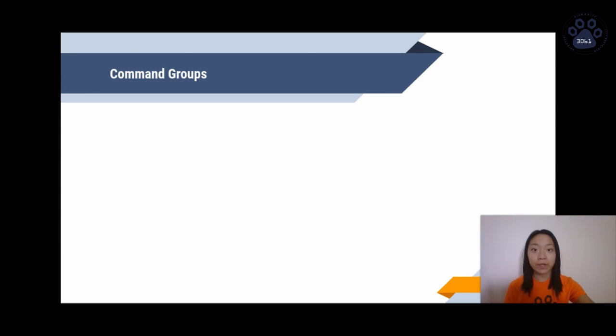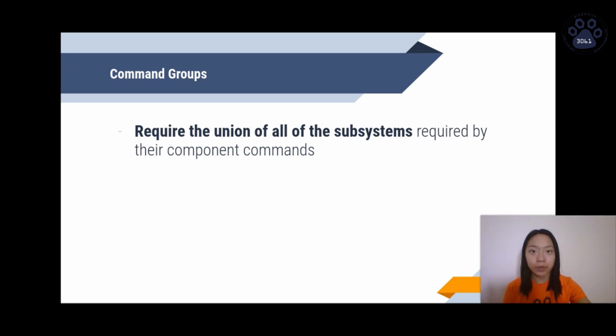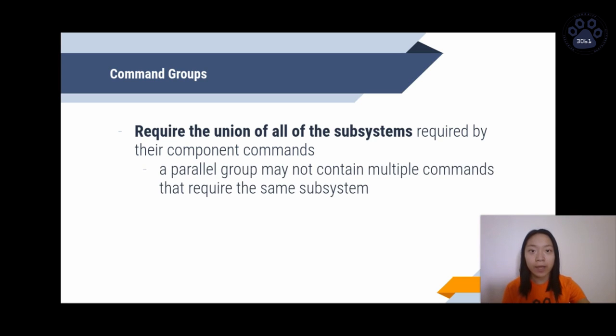Since command groups are commands, they must also declare requirements. However, this does not need to be done explicitly, as requirements are automatically inferred from the commands included. As a rule, command groups require the union of all of the subsystems required by their component commands. Additionally, parallel type groups may not contain multiple commands that require the same subsystem.